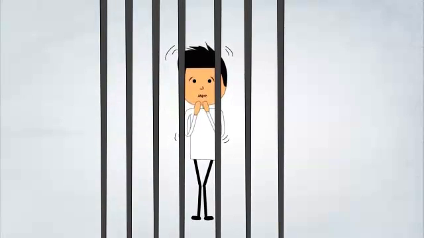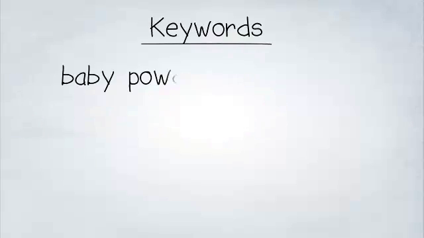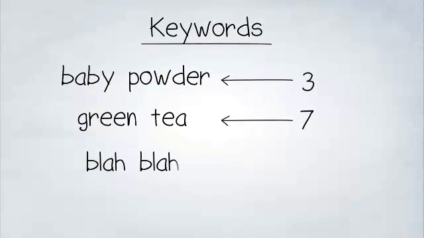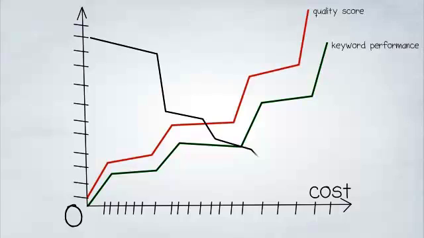Can you say detention? The way Google uses their grading system to reward or punish you is by assigning a quality score number to each and every keyword you advertise on. Every time a keyword performance changes, its quality score changes too.